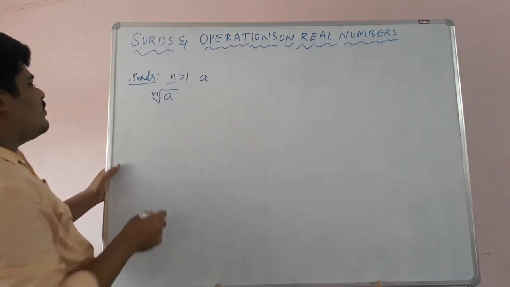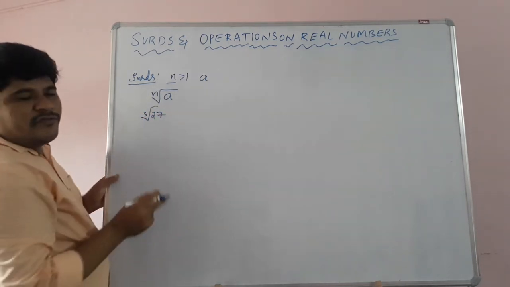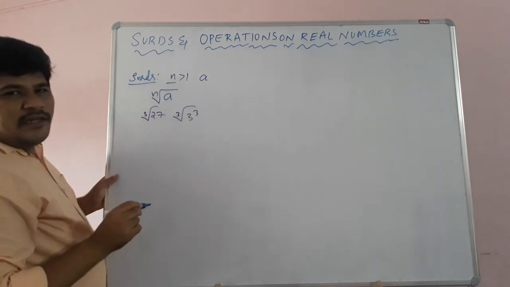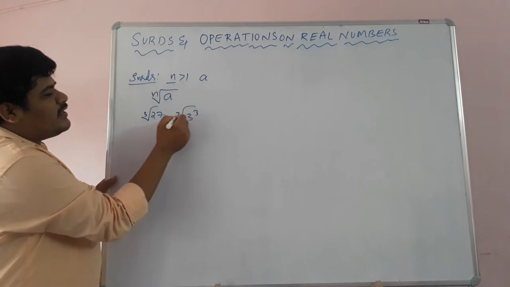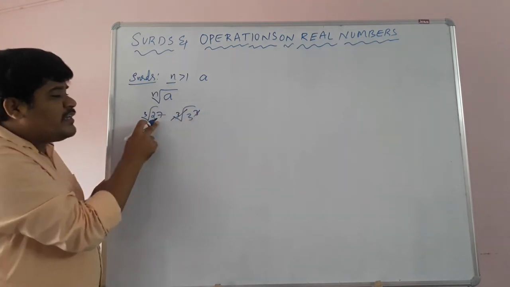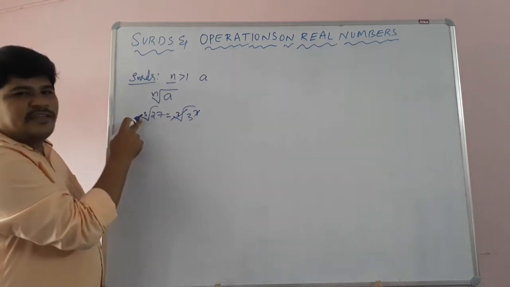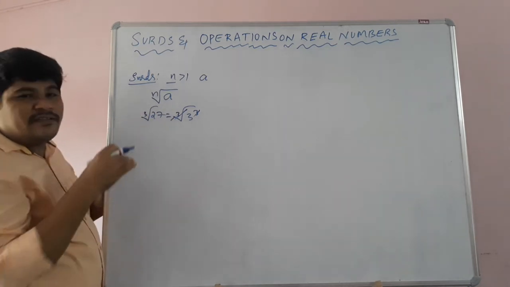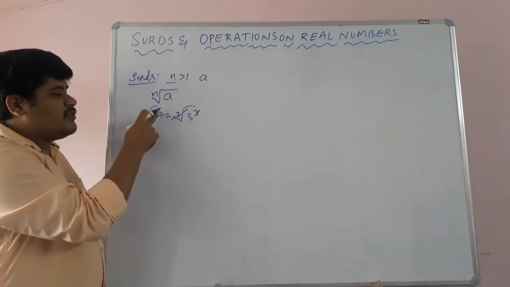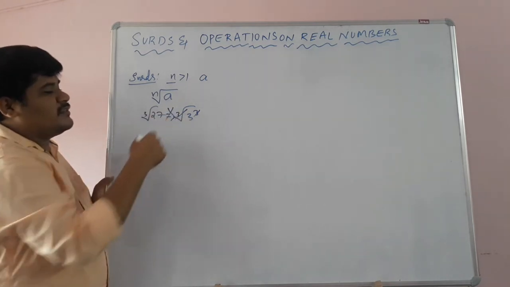Suppose I am taking the cube root of 27. 27 can be written as the cube root of 3 cubed, yes? The cube root and the cube will cancel, and we can express 27 as 3 to the power of 3. Here the n value is 3, its power is equal to 3 and the order is also the same. So these types of numbers are not surds.